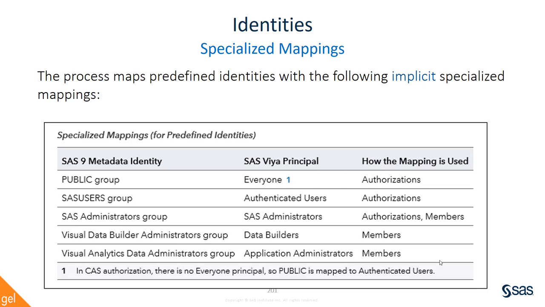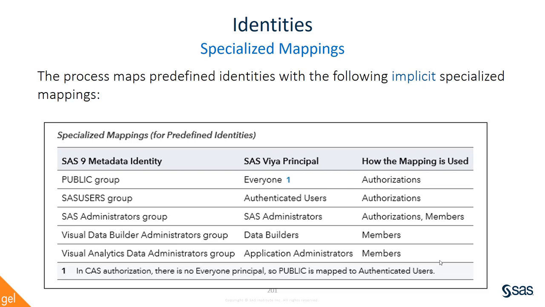For the predefined identities in SAS 9.4, this is directly from the documentation. This is how they participate in this process. The public group is mapped to everyone, so that only really applies if guest access is set up, the everyone group, and that mapping is used to set authorizations. The SAS users group is mapped to authenticated users, and that's used to set authorization.